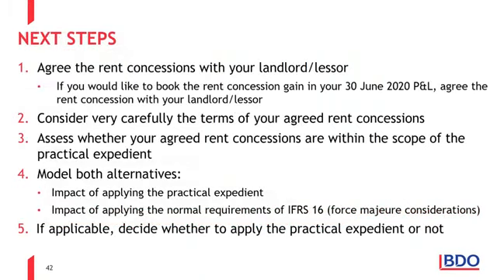So I thought let's wrap it up with next steps. Step one, if at all possible, please agree your rent concessions with your landlord and your lessor. If you would like to book the rent concessions as a gain in your 30 June P&L, we have to lock it in before 30 June 2020. And then after you've locked it in, we have to carefully consider the terms of these rent concessions, because we want to know whether rent concessions are within the scope of the practical expedient or not.